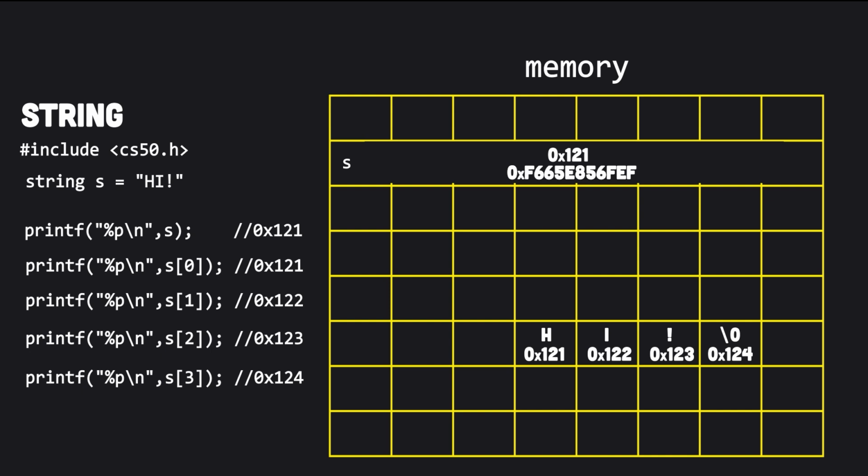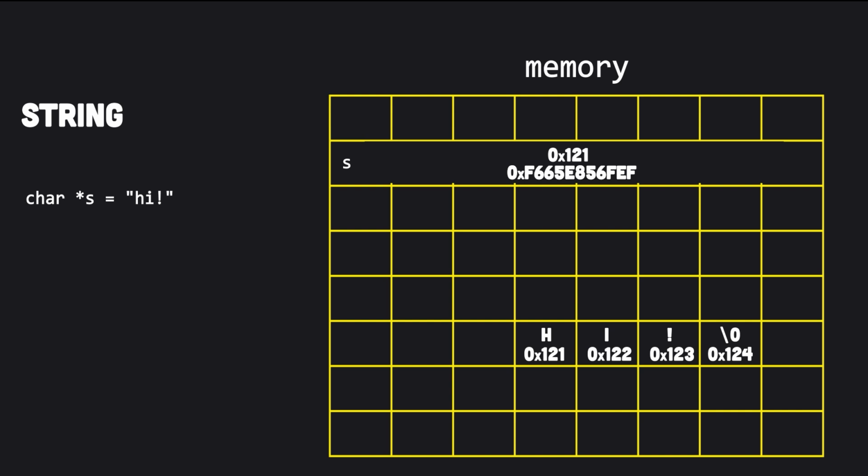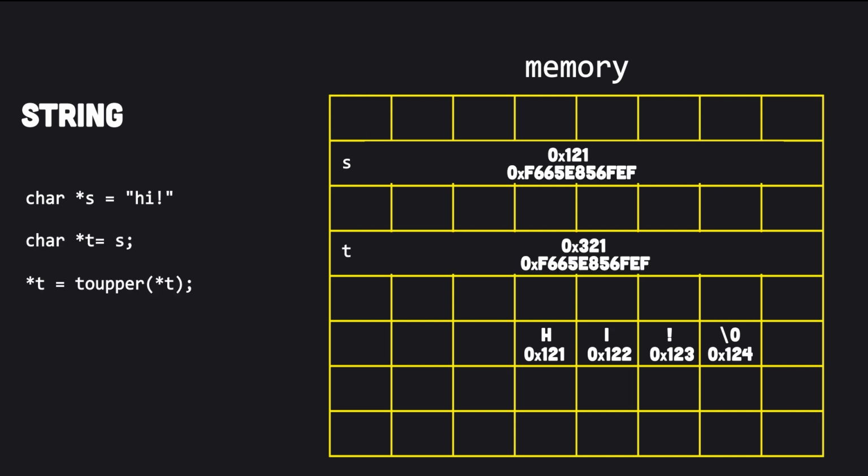Traditionally, C developers use char * to represent a pointer to the first character of a string. Strings in C always end with a \0 character, which signals the end of the sequence. Consider what happens when you copy a string with t = s and then modify it using toupper. Both s and t will show uppercase text because they point to the same memory location.